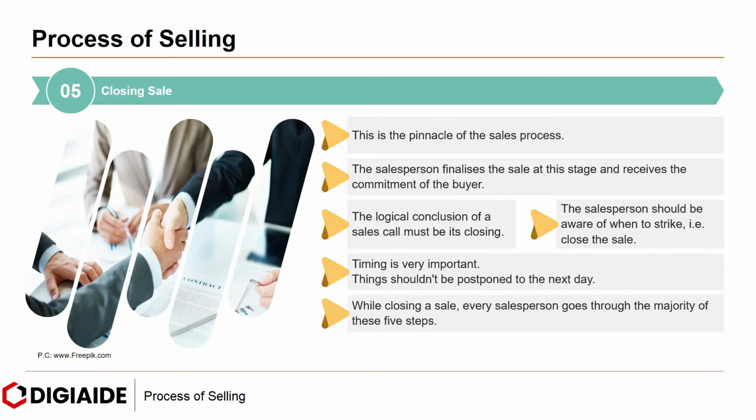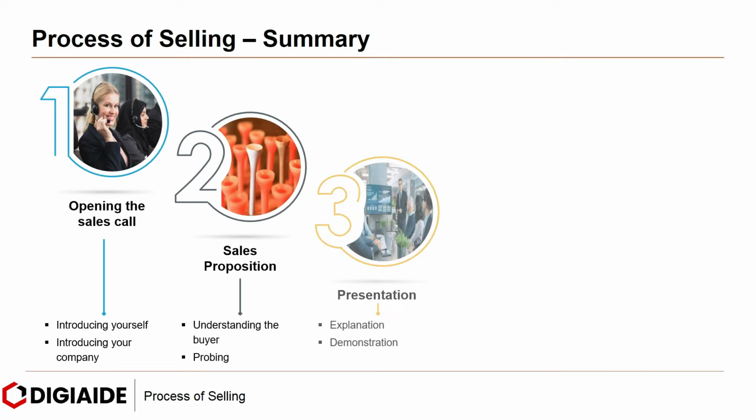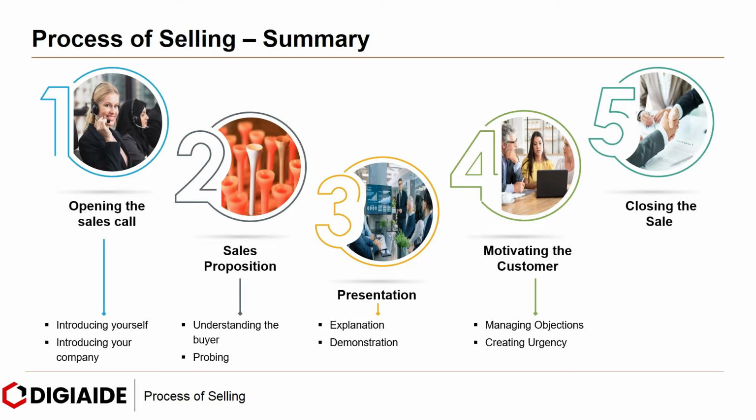And while closing a sale, every salesperson goes through the majority of these 5 steps. Thus, to conclude, the process of selling entails first, opening the sales call, second, sales proposition, third, presentation, fourth, motivating the customer, and fifth, closing the sale.